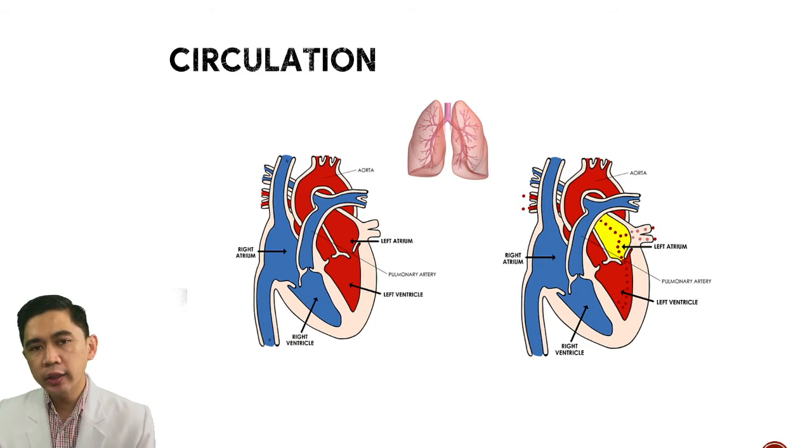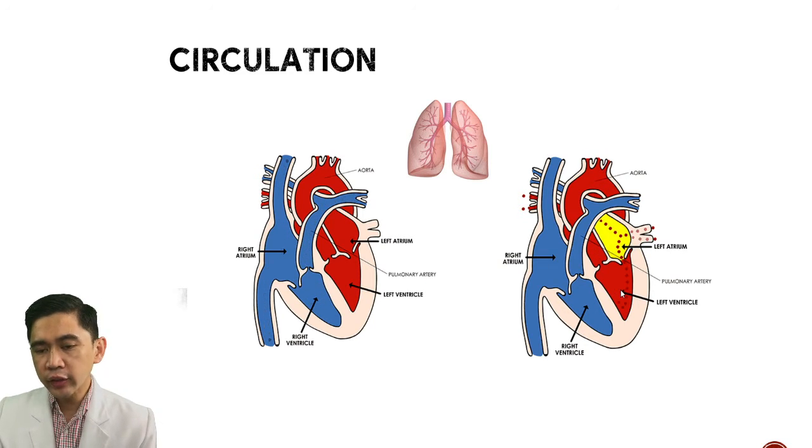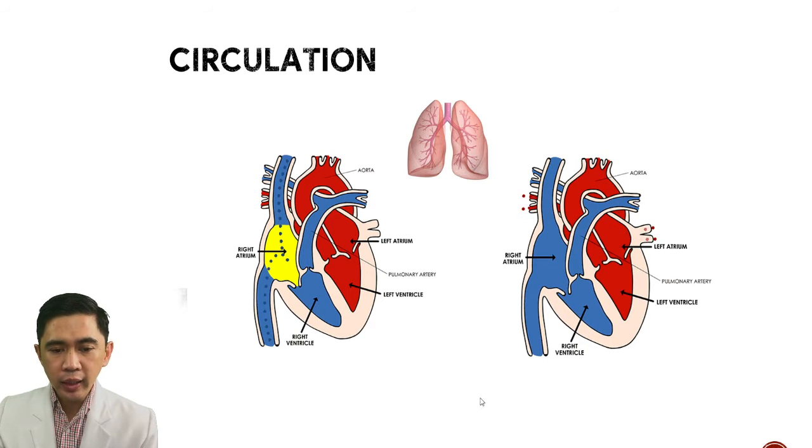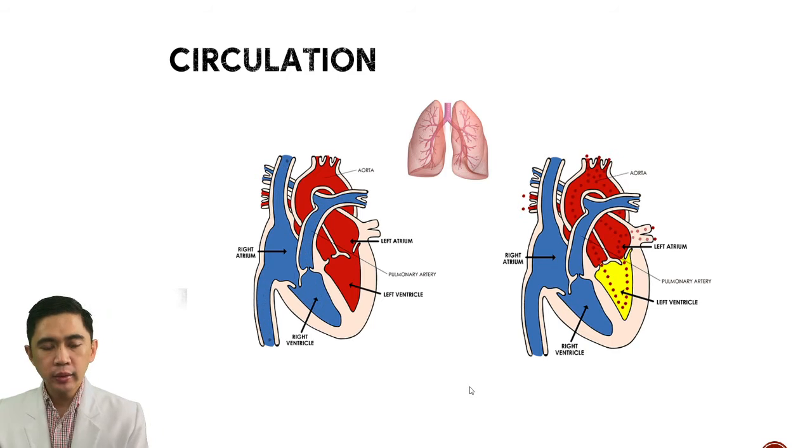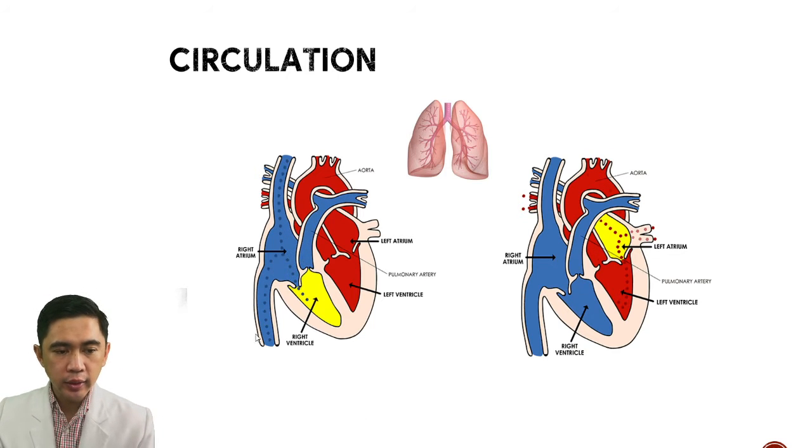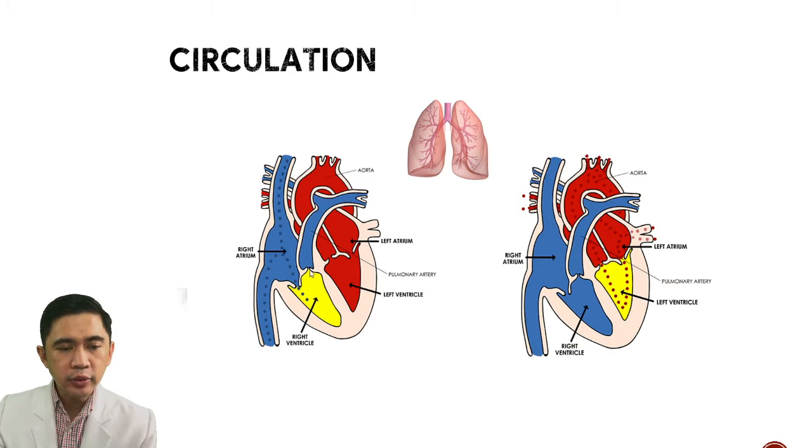Systemic circulation carries oxygenated blood from the left ventricle to the arteries to the capillaries in the body. Then the capillaries in the body will pick up again the deoxygenated blood and carry it back to the right atrium, thus completing the cycle. Take note that all vessels that come from the heart are called arteries, and those vessels that come to the heart are veins.